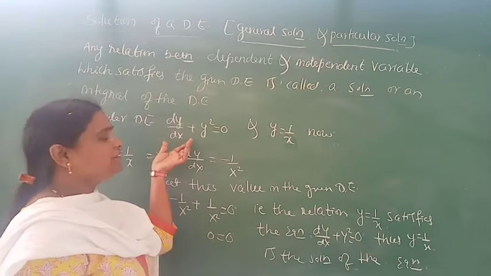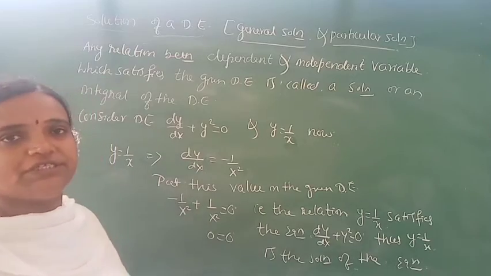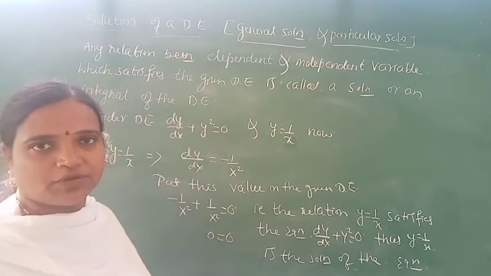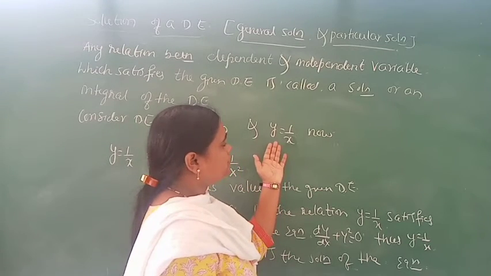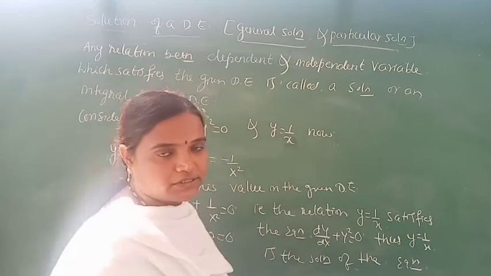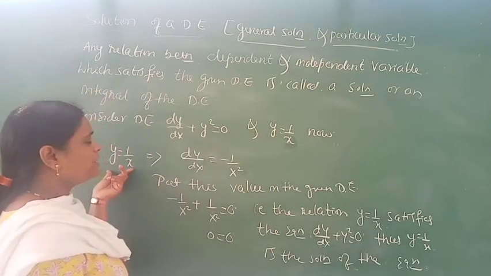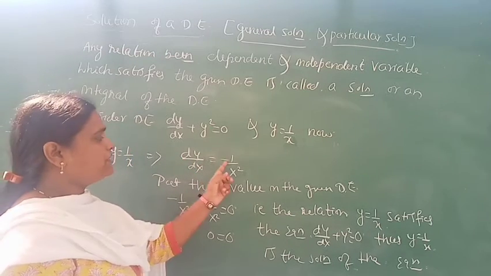Consider the differential equation dy by dx plus y square equal to 0. Here we consider y equal to 1 by x. Now, if y equal to 1 by x, its differentiation is what? dy by dx: the differentiation of 1 by x is minus 1 by x square.